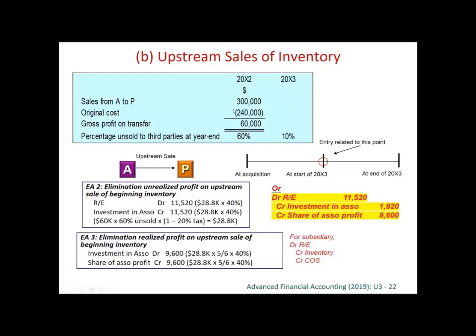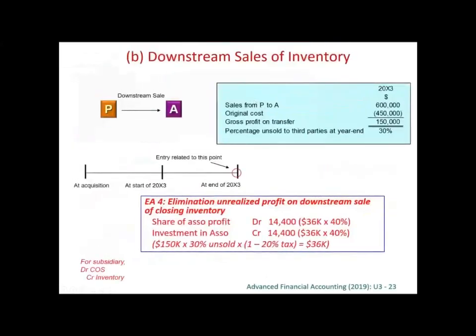This is for last year's intercompany transfer. Now we have the current year intercompany transfer. For the current year, potentially there has been an overstatement of inventory, 150,000. 150,000 is the potential overstatement of the inventory.